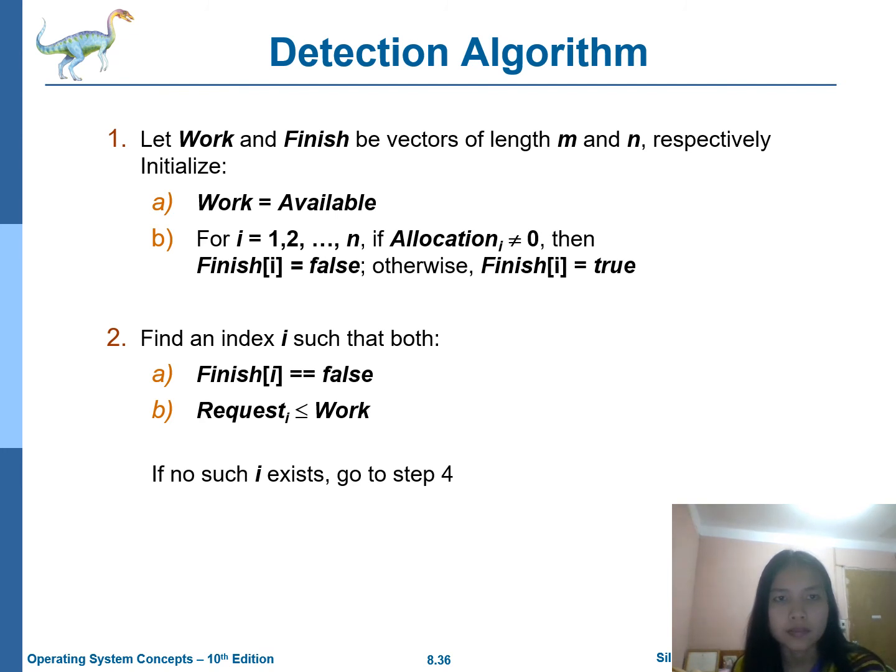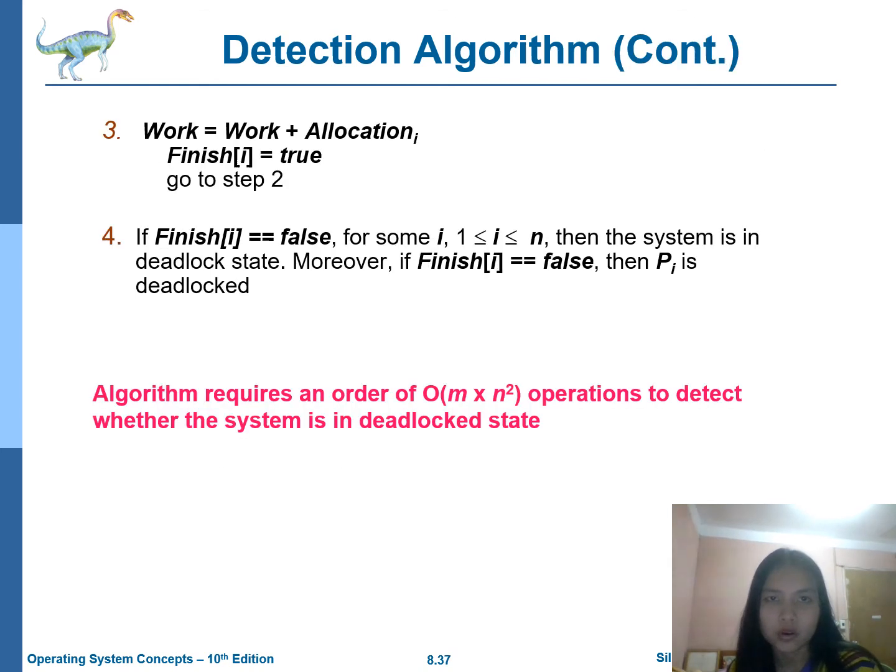Detection algorithm: let Work and Finish be vectors of length m and n respectively. Find an index i such that both Finish[i] equals false and Request[i] is less than or equal to Work. If no such i exists, go to step 4. Otherwise, Work equals Work plus Allocation, and Finish[i] equals true.